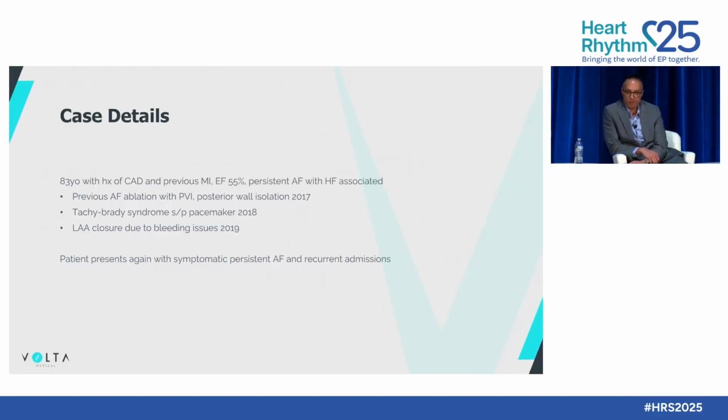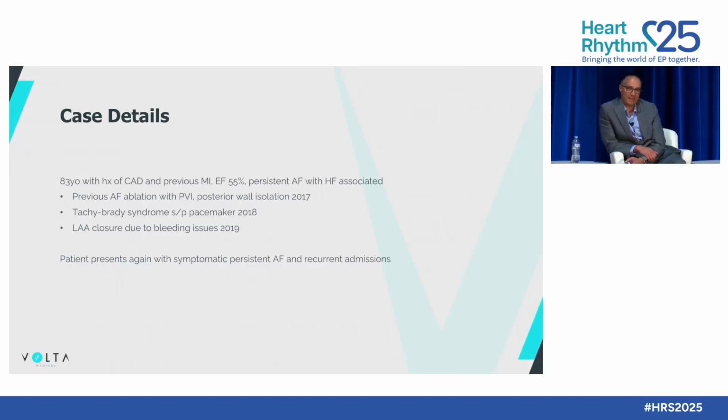So this was an 80-some-year-old gentleman who has persistent AFib and heart failure associated with it, multiple admissions for cardioversions. I did an ablation on him back in 2017, and I will say I've done almost every type of procedure to this gentleman. And so I did an ablation, I put a loop in, he had tachycardia, put a pacemaker in, he had bleeding, I put a Watchman in, and then he came back to me with more fib.